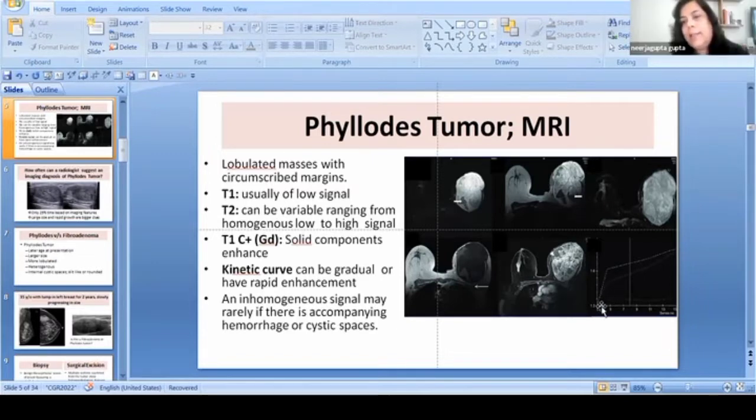And this is the kinetic curve, which tells us how the contrast is coming into the lesion and going out of the lesion. So you see that there is a rapid intake, and then it continues to be in the lesion. It's not washing out. Washout is a marker of malignancy because of the leaky capillaries of neoangiogenesis. So this is a hallmark of a more benign lesion.